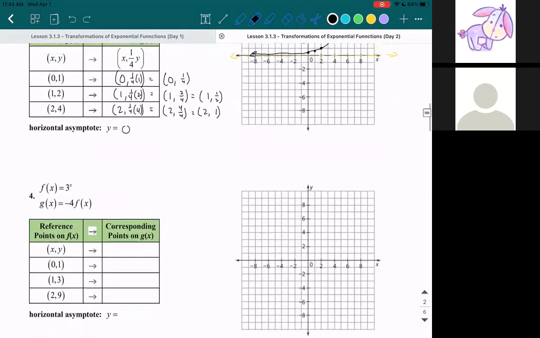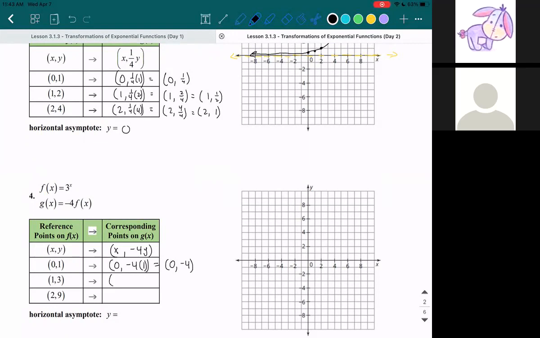So the x stays the same. The y value is going to be multiplied by -4. Where did I get the -4? Right there. Okay, so all of these points are in the original equation f of x. Now let's see what will happen to them. X stays the same. Y value gets multiplied by -4. -4 times 1 is just -4.